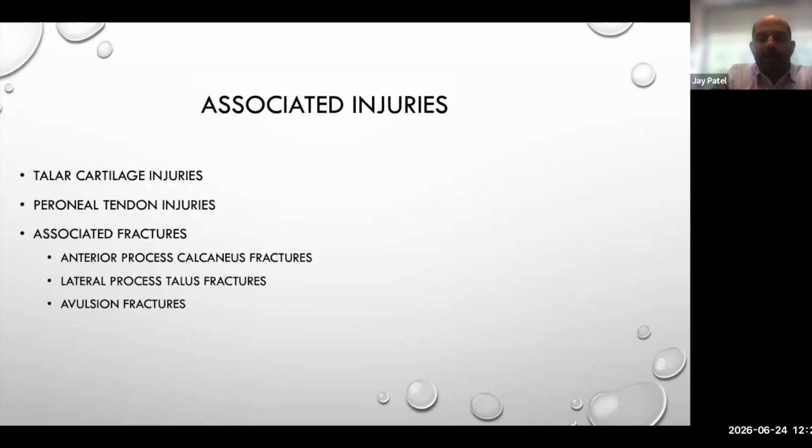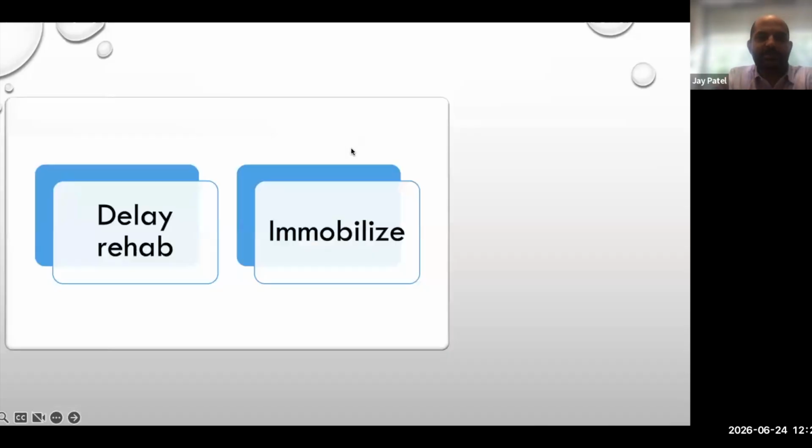Some of the reasons why conservative management is not working. These are the things that commonly get missed with ankle sprain. You can have talar cartilage injuries, peroneal tendon injuries. There are associated fractures. Anterior process of the calcaneus is one of the more common ones. Avulsion fractures are more common. Lateral process of the talus is not very common at all, but occasionally you'll see that. But again, it's really not common for these patients.